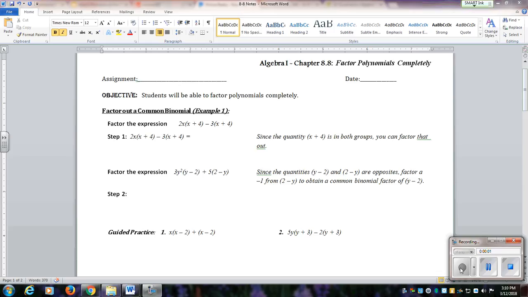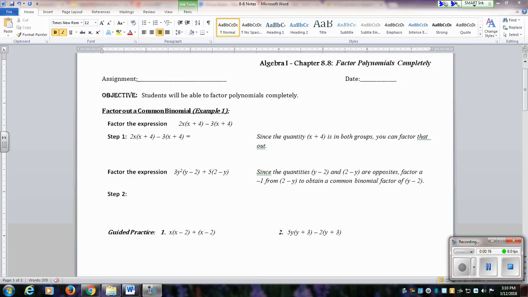All right, welcome to Chapter 8, Section 8. You're going to have to bear with me because my pen is not working all that well. So if it marks across the page, I'm sorry. I will start over and rewrite.